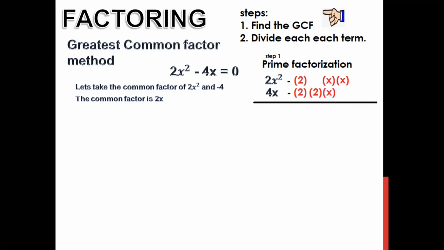After that, let's take the common numeral and variable in each term. In 2 and 4, we have 2, so let's bring down that 2. Then in the variable, we have x, so bring down that x. So our GCF is 2x.